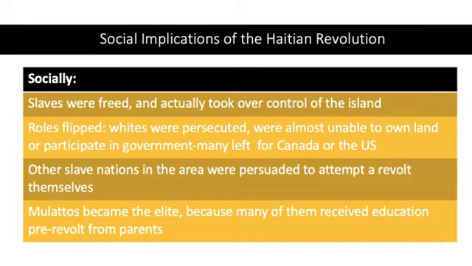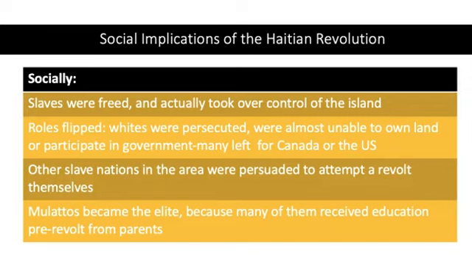In addition to that, you can see that the roles are somewhat flipped. A lot of the whites are going to be persecuted by the former slaves during the Revolution, and because of that, a lot of them are going to end up fleeing to places in the U.S. or Canada. For example, Louisiana, which was still French at this point, is going to have a lot of the planters from Haiti come to Louisiana.